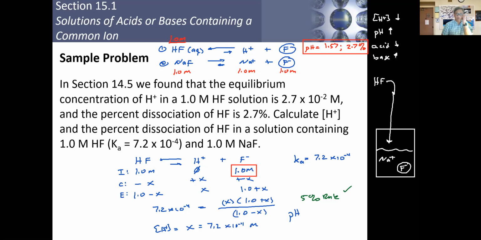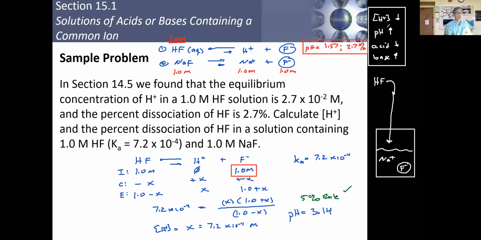Let's see if that holds true in what we've done right here. So this is what we know from Le Chatelier's principle. This is what we predict with that common ion. So the pH of this solution, when you plug it in, you get a pH of 3.14.